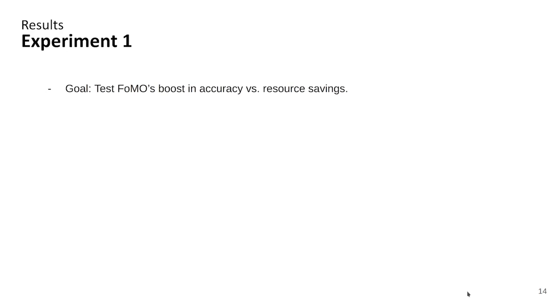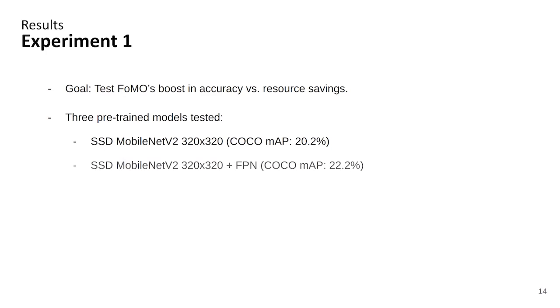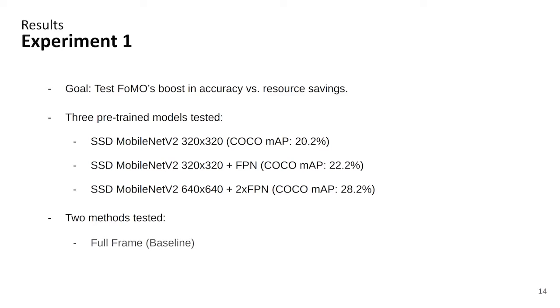The goal of the first experiment is to test FOMO's boosting accuracy versus the resource savings we can expect. For that, we test 3 pre-trained models that are an SSD MobileNet V2 with different input sizes and a slightly different architecture. These models are evaluated on 2 different inputs. First, the full frame as captured by the camera, which can be considered the baseline. Second, we test the models using FOMO to consolidate objects that are extracted from the scene using the ground truth annotations provided by the dataset. That means that no objects are missed.